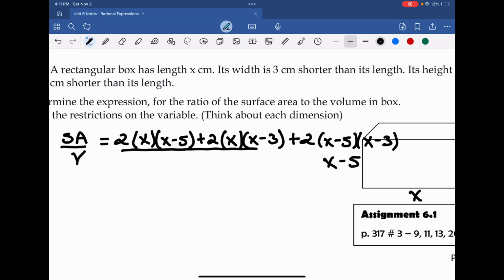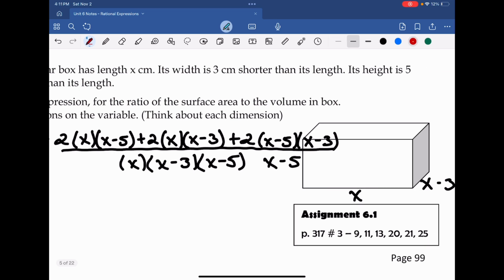And this is all divided by the volume. To do the volume, we just multiply the length, width, and height together. So it's going to be x, x minus 3, x minus 5, all put together here. And just to help you avoid confusion, this goes to here, this goes to here, and then this piece goes to right here. Okay, awesome.